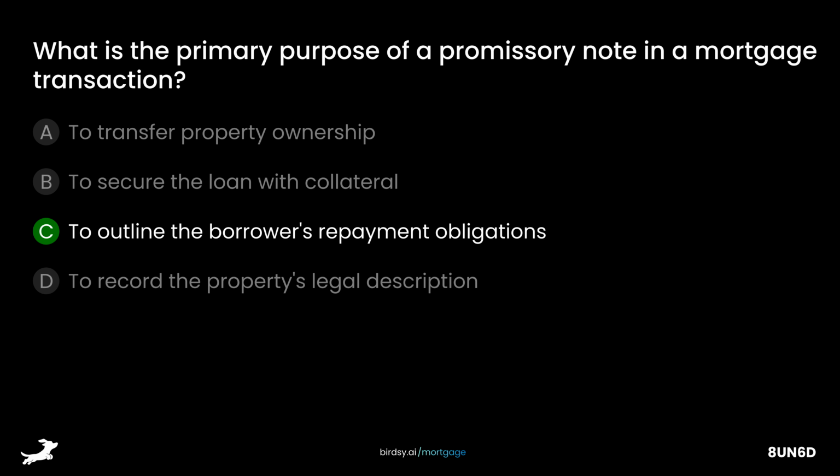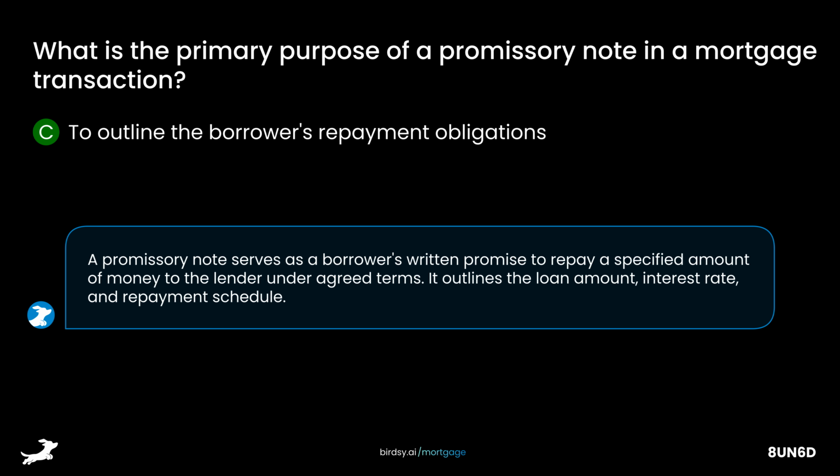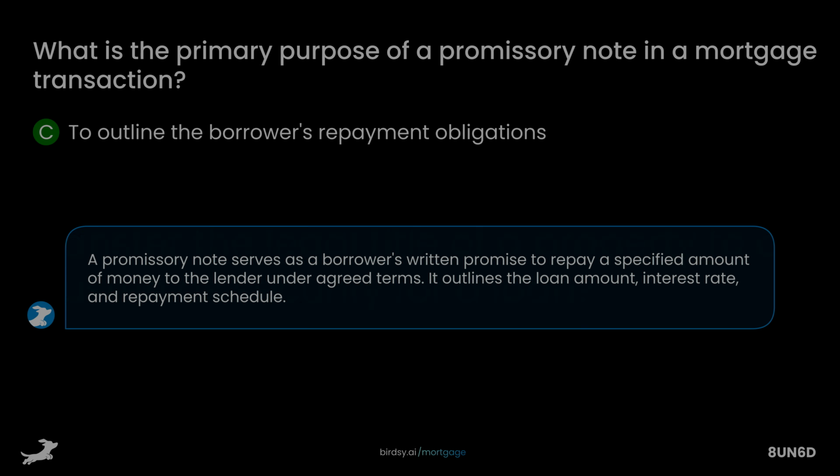The answer is C, to outline the borrower's repayment obligations. A promissory note serves as a borrower's written promise to repay a specified amount of money to the lender under agreed terms. It outlines the loan amount, interest rate, and repayment schedule.